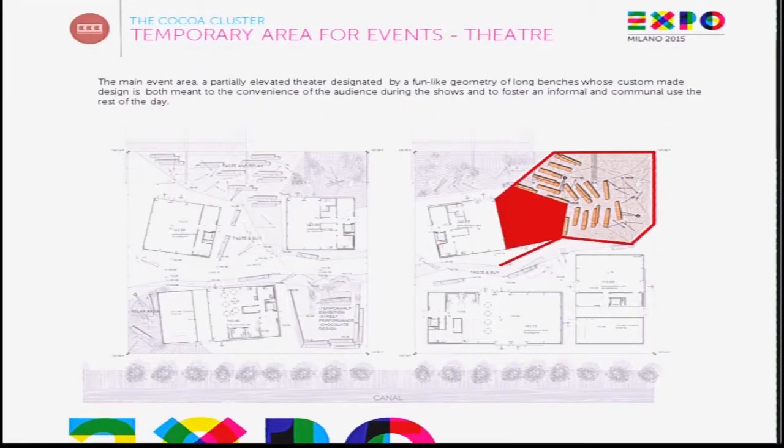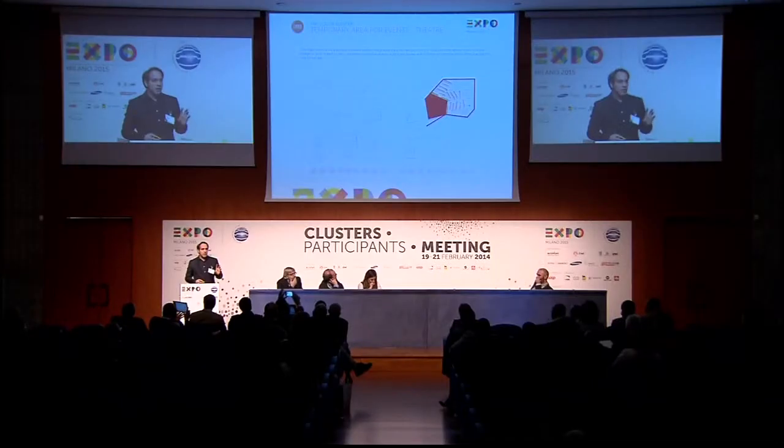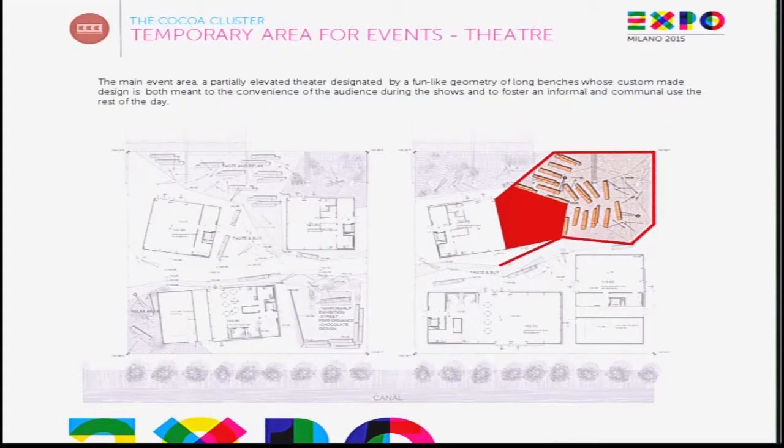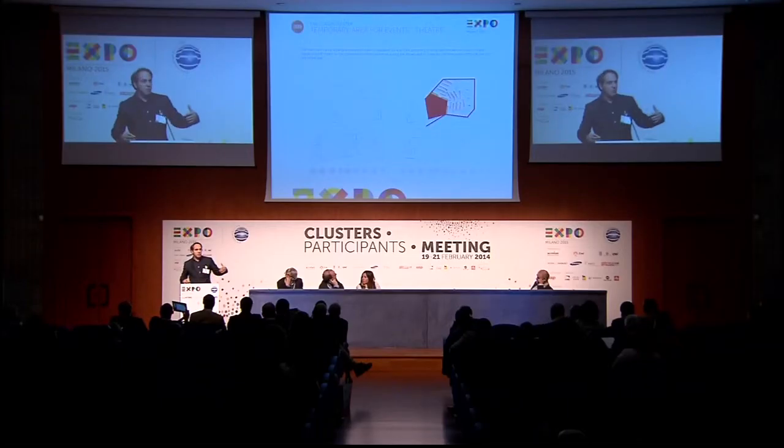This other area in the upper right part of this picture is the main event area, the theater area. You see these benches, they are very roughly designed pieces, like a trunk abandoned in the jungle. Later we will see some pictures of these benches, this piece of urban furniture we developed for the cluster, creating a fan-like geometry for an event theater.